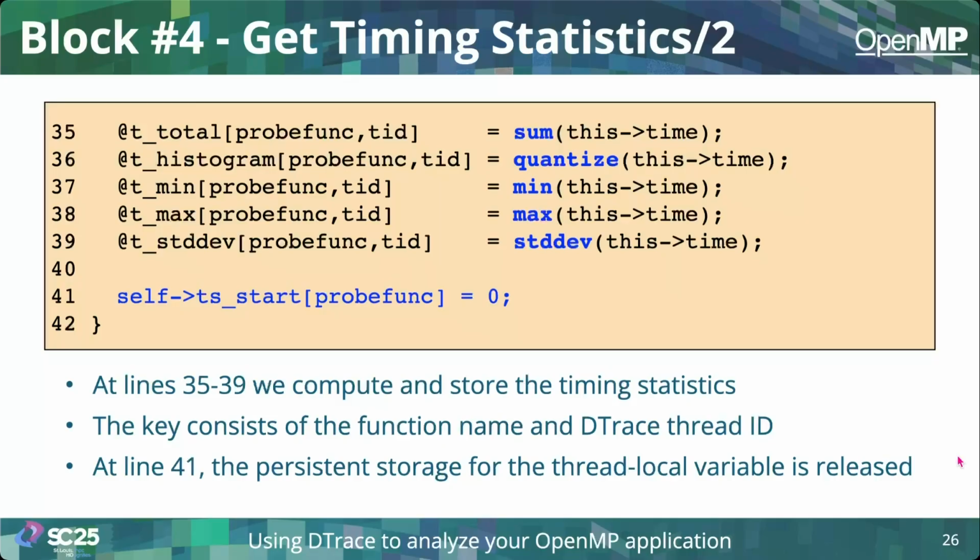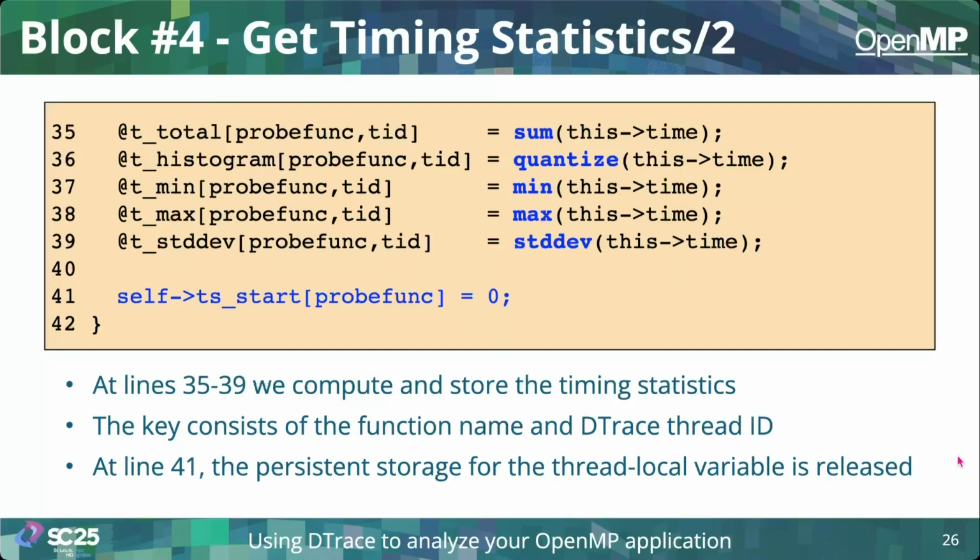36 will give me a histogram. It will give me a time distribution. That's the quantize function. It will print you the time distribution, and we'll see that in the output shortly. So that's actually expanding to a whole sort of chart. Then I'm taking the minimum time, the maximum time, and the standard deviation, because I want to get a bit of feel for the spread in my timing.